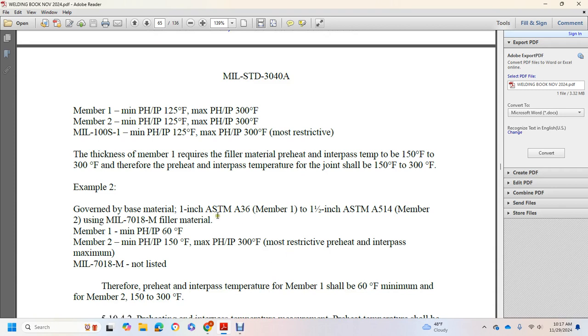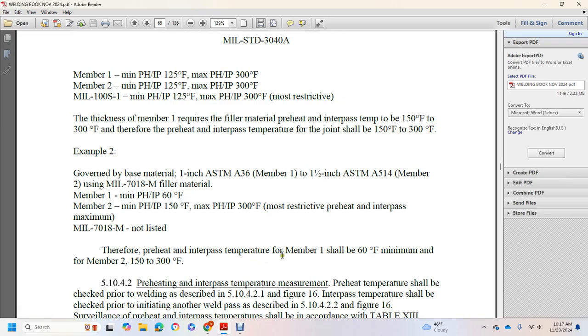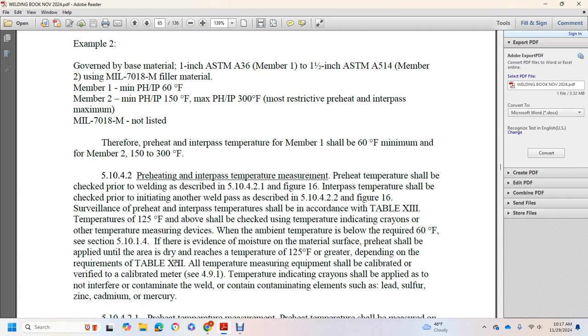Example 2, governed by the base material: 1 inch ASTM A36 as Member 1 to 1.5 inch ASTM A514 as Member 2, using MIL-7018M filler material. Member 1 is 60 degrees Fahrenheit minimum. Member 2 is 125 degrees Fahrenheit minimum and 300 maximum, the most restrictive preheat and interpass maximum. MIL-7018M is not listed, therefore the preheat and interpass temperature of Member 1 shall be 60 degrees minimum and Member 2 150 to 300 degrees Fahrenheit.